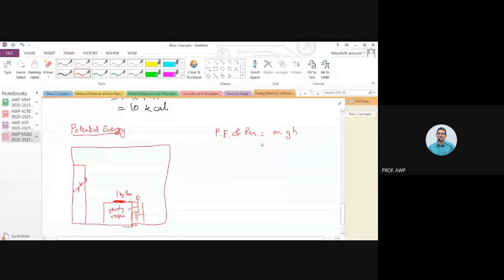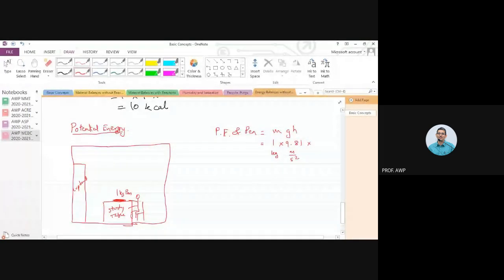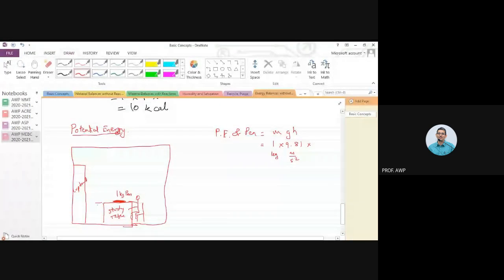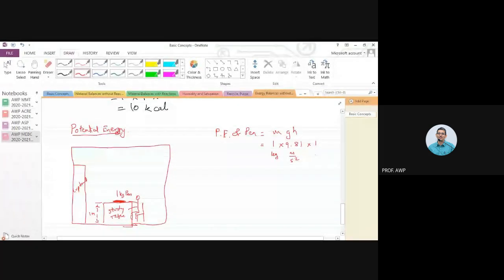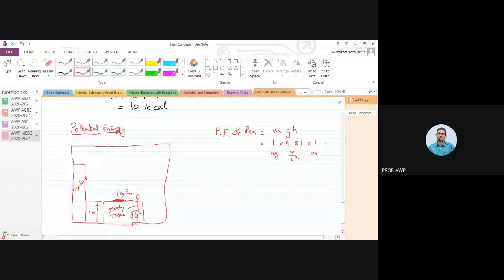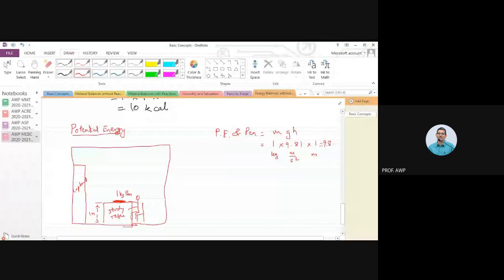So m is 1 kg, g is 9.81 meter per second square, and h. So let's say the height of this table is 1 meter. So this is joules, so 9.81 joules.